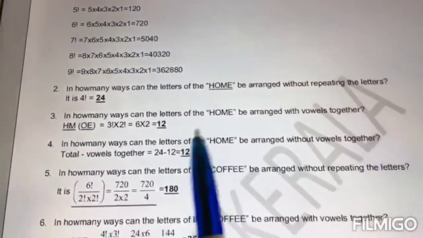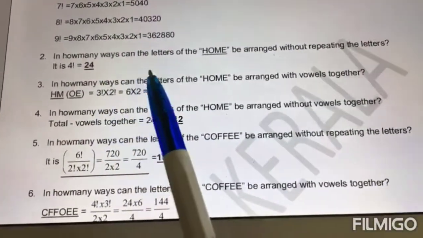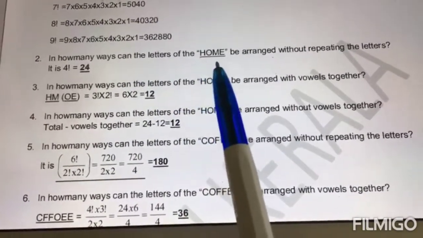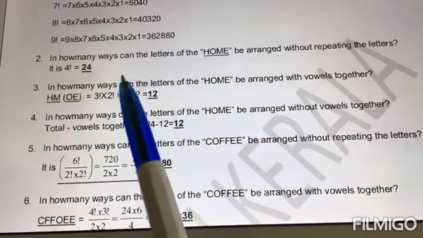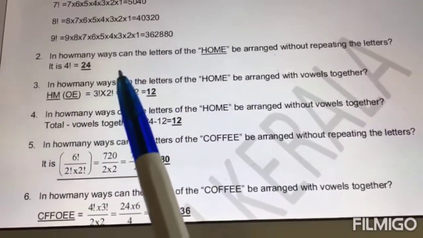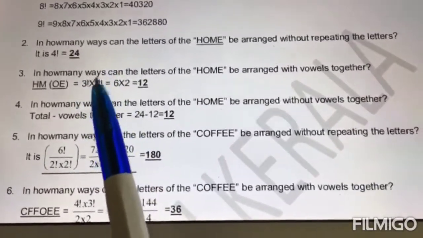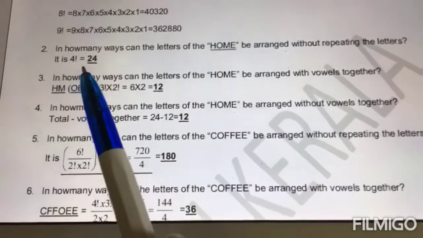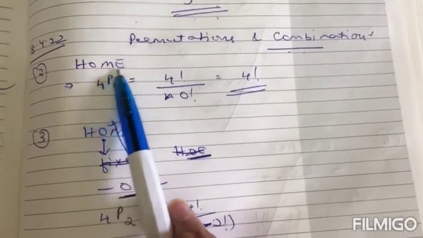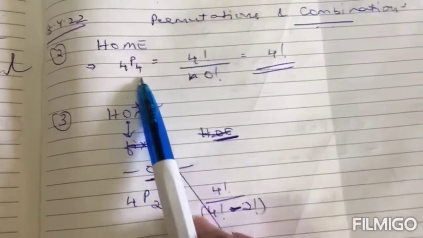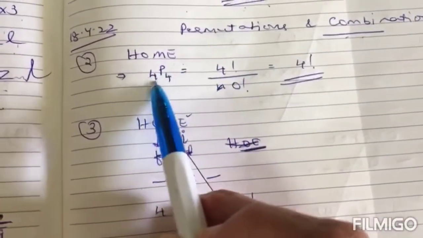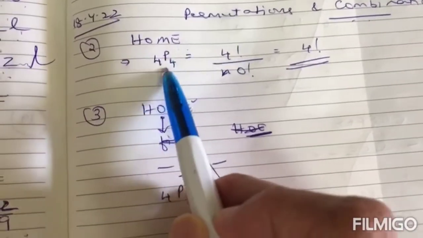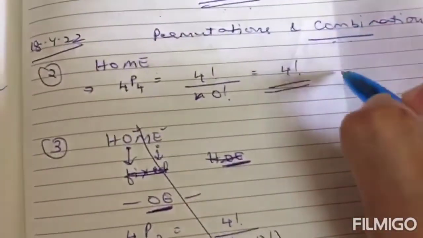Now similarly, in how many ways can the letters of the word HOME be arranged without repeating the letters? Again, this is a permutation problem, and they have used 4 factorial directly, but I'll tell you how they got 4 factorial. Here n is the number of letters, 4, to be arranged in n ways, because we cannot repeat the letters, so it is 4. So we can arrange these 4 letters using only these 4 letters, that is, 4 places.